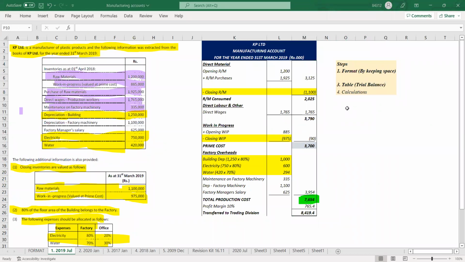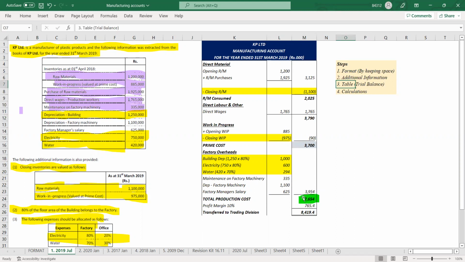So we have to follow these 4 steps. The format, additional information, the trial balance or the table, finally the calculation. Profit margin is 10% from the total production cost. Income statement, you have to take this amount, transfer to trading. This is the amount we take to income statement. Any questions? So this is basic.